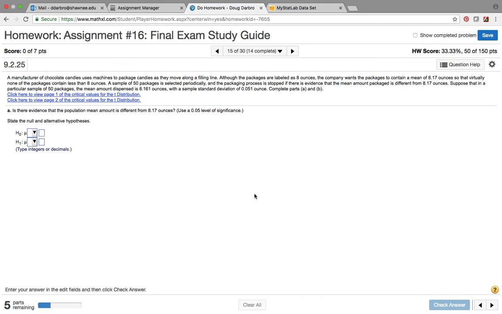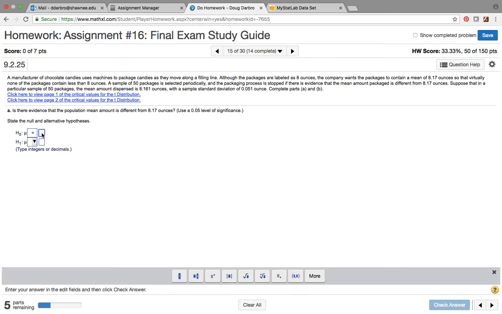So in a particular sample of 50, the mean amount dispensed is 8.161 with a standard deviation of 0.051. Now, since the population standard deviation is unknown and we only have the sample's, we're going to use a t-test here. So the null hypothesis is that the mean is equal to 8.17, and the alternative is that it's not equal to 8.17.